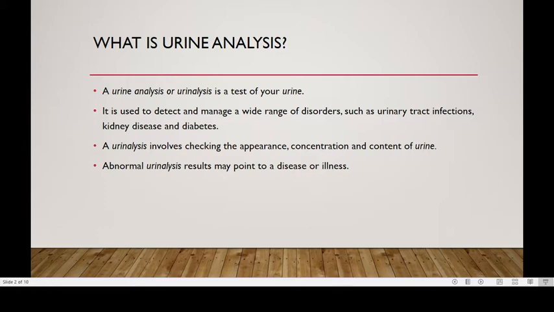It is used to detect and manage a wide range of disorders such as urinary tract infections, kidney disease and diabetes. A urine analysis involves checking the appearance, concentration and content of the urine. Abnormal analysis result may point to a disease or illness.